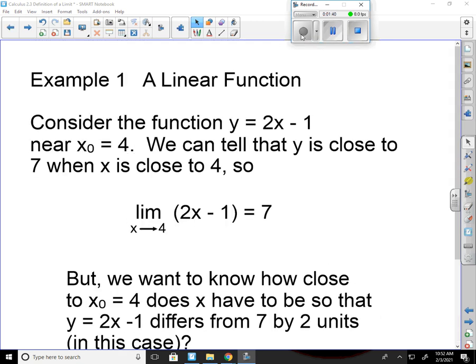Example 1, we're going to look at a linear function. So consider the function y equals 2x minus 1 near x naught equals 4. We can tell that y is close to 7 when x is close to 4. So our limit as x approaches 4 of 2x minus 1 equals 7.